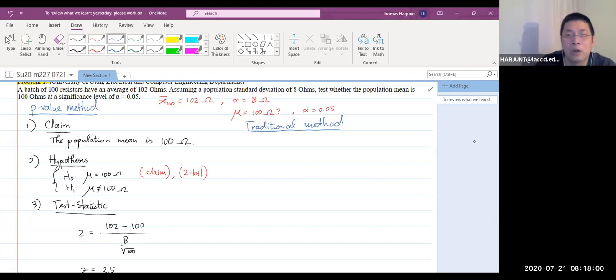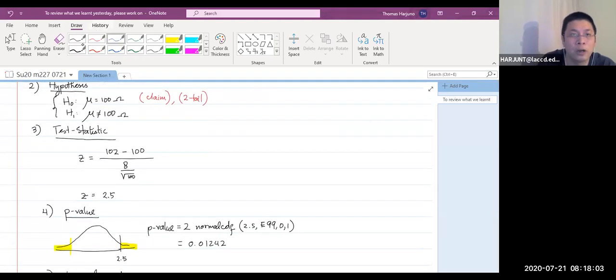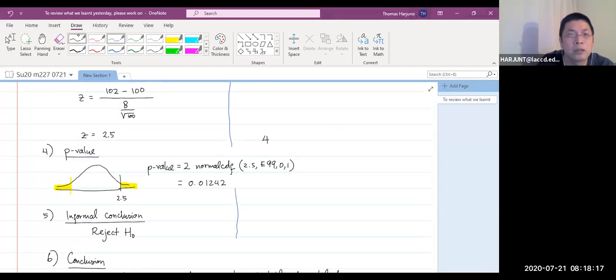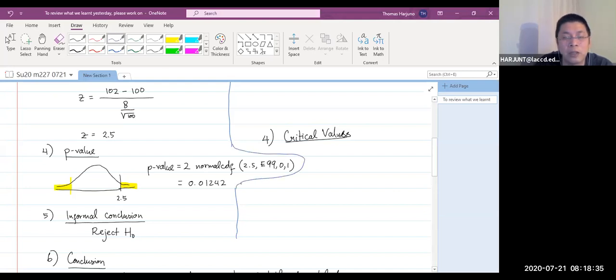The traditional method, on the other hand, only differs in step 4 and therefore step 5. Step 4 in the traditional method, instead of the p-value, is the critical value. Now, what is a critical value? The critical value is the z-score such that the area of the tail is equal to the significance level.